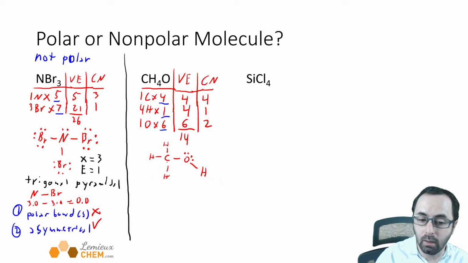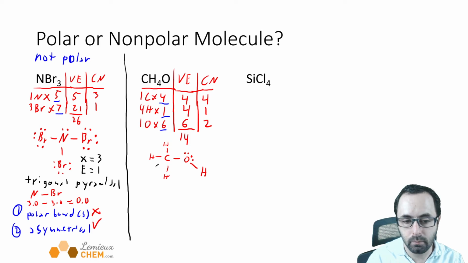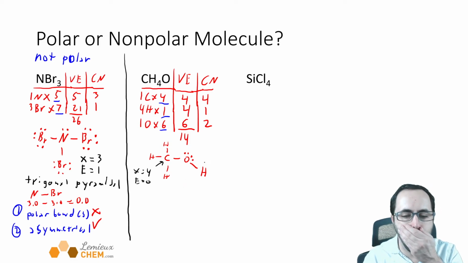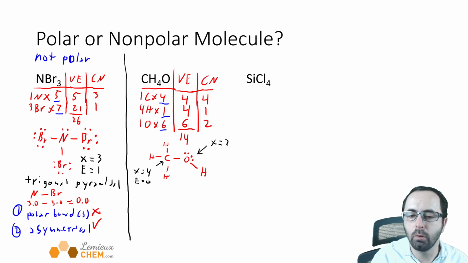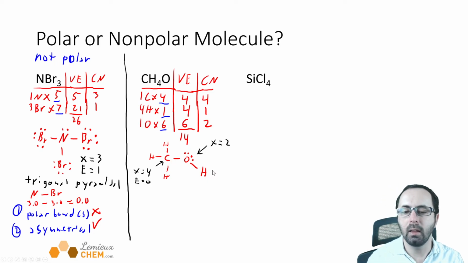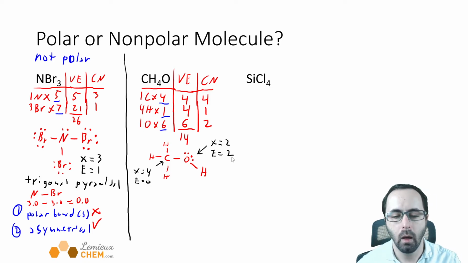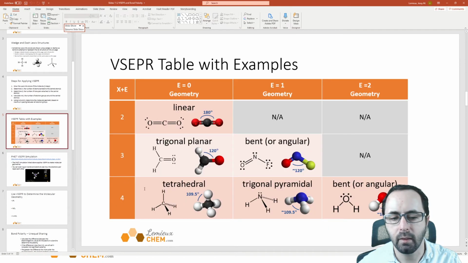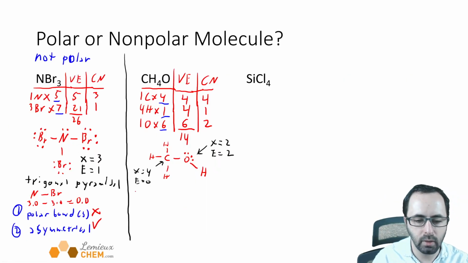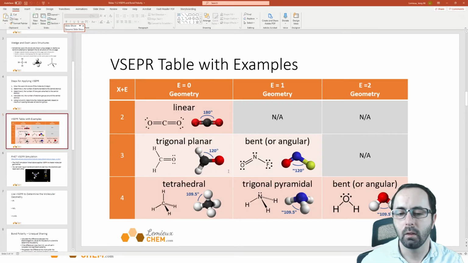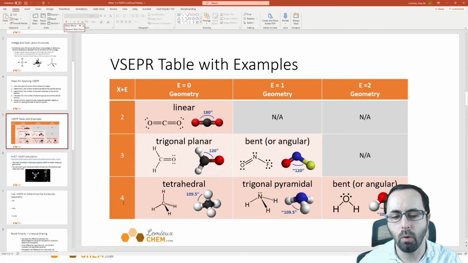So now we have a molecule with more than one center atom, so we can figure out the shapes around each center atom. For carbon here, X is 4, E is 0. For the oxygen, X is 2 atoms bonded to oxygen, carbon and hydrogen, and E is 2 lone pairs. Remember, when you have more than one center atom, you have to do VSEPR for each center atom. When X is 4 and E is 0, that's X plus E is 4, E is 0, you have a tetrahedral shape. So the carbon shape is tetrahedral. Around the oxygen, X is 2 and E is 2, so X plus E is 4 and E is 2. That gives you a bent or angular shape.